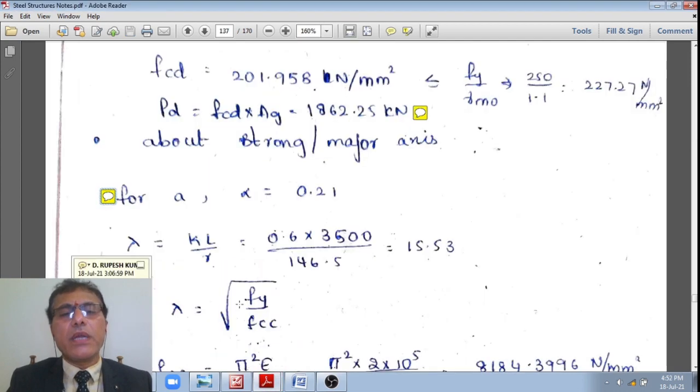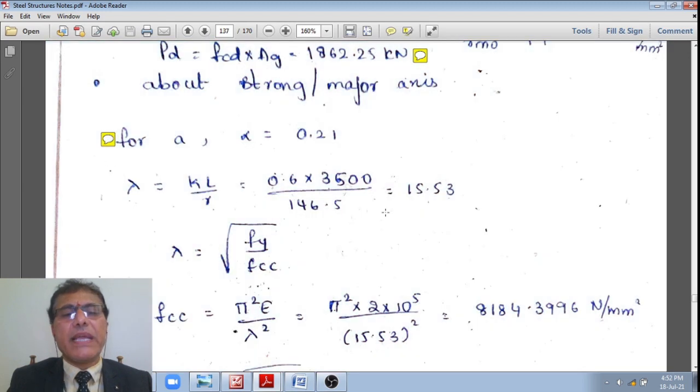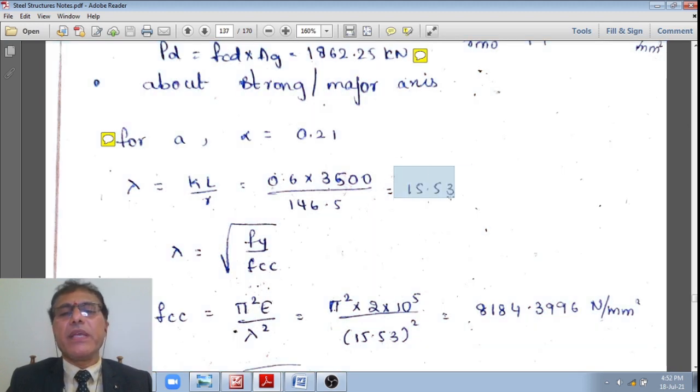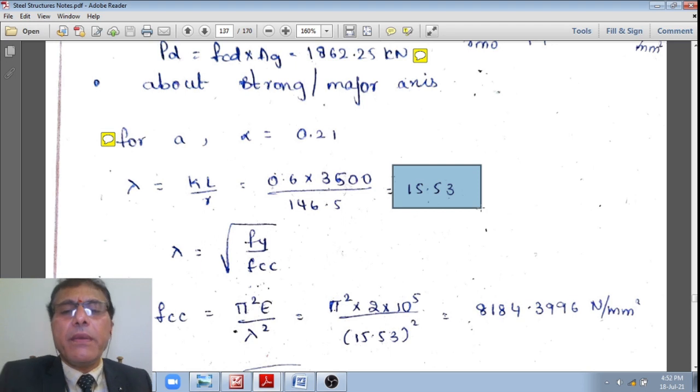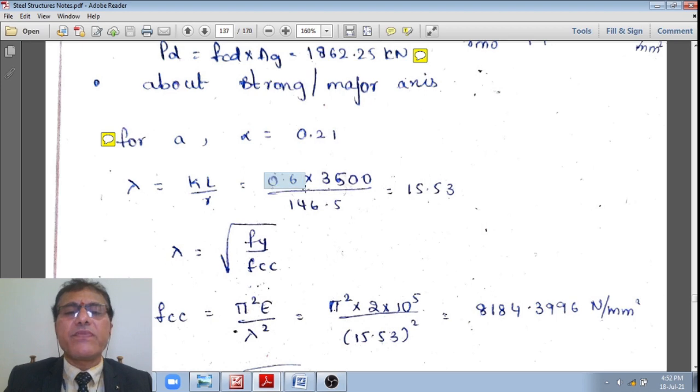Once I know that 0.21 value, now I'll calculate the slenderness ratio about the major axis. It is already proved that 0.65 multiplied by 3500 divided by 146.5 works out to 15.53. Student, there is a writing error here. Actually, this k is 0.65, not 0.6.